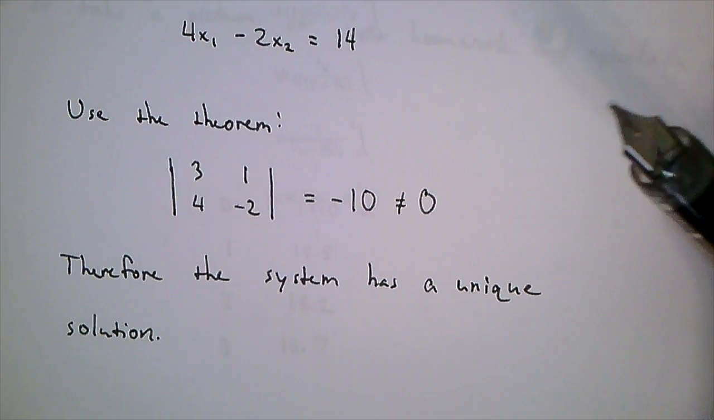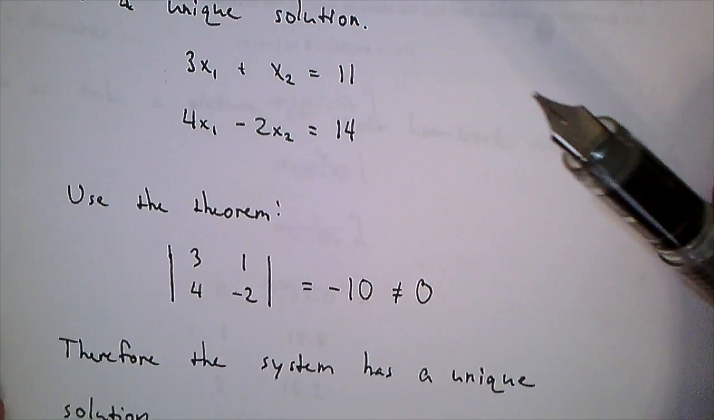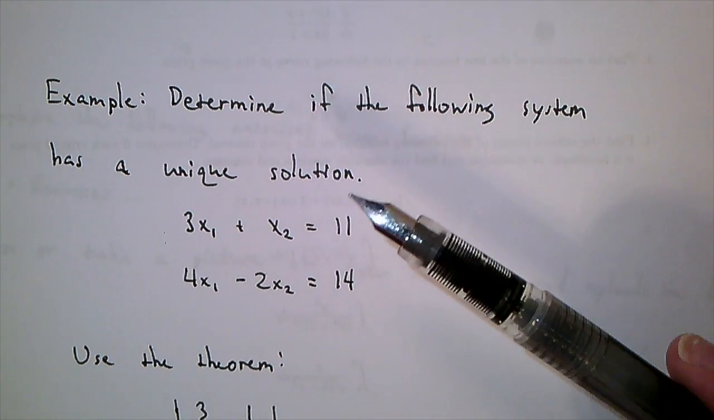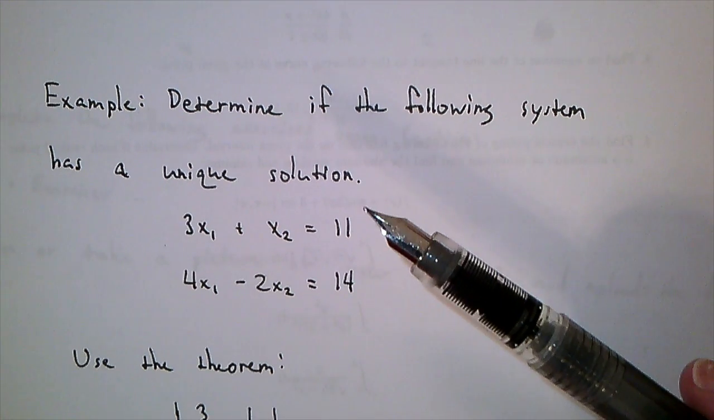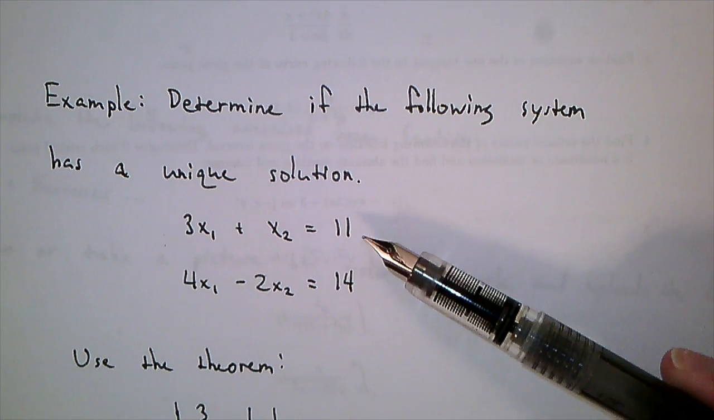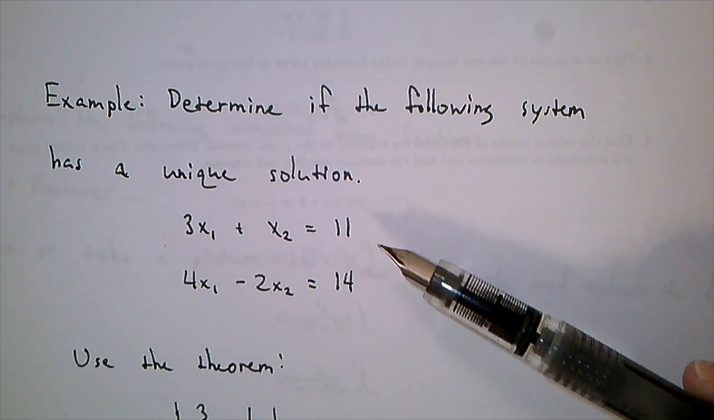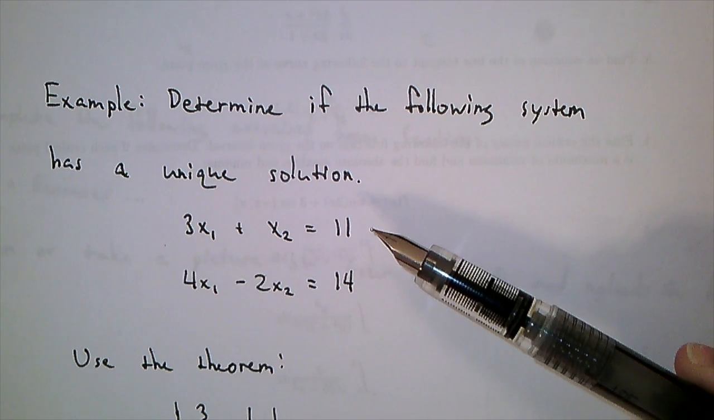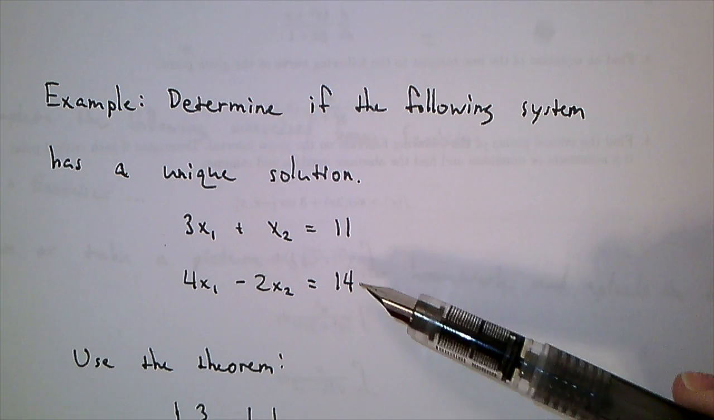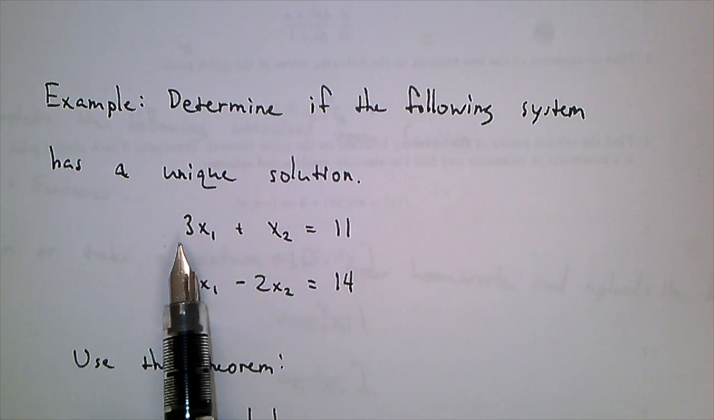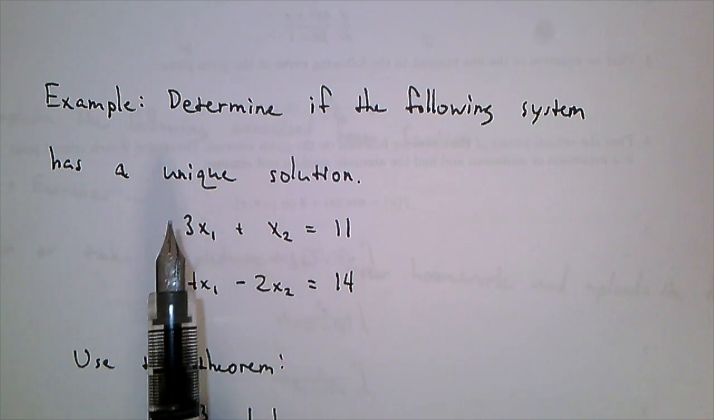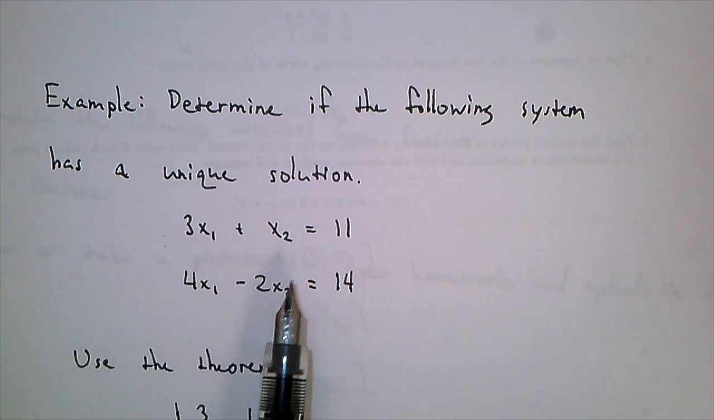Something to notice here in the example is that in order to answer the question, is there a unique solution to the system, we didn't actually have to do any row reduction or any solving or anything like that. And actually, it didn't even matter what appeared over here. It didn't matter if you had 11, 14, or 0, 0, like a homogeneous system, or anything else. All that matters to determine if there's a unique solution is the coefficients, or the matrix of coefficients that you make out of this here.